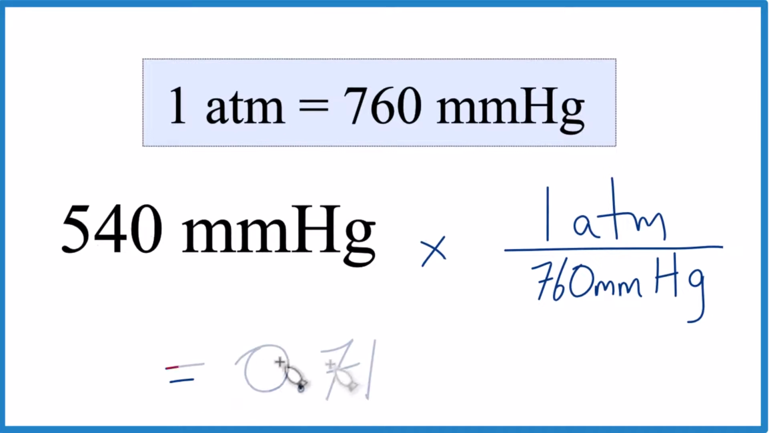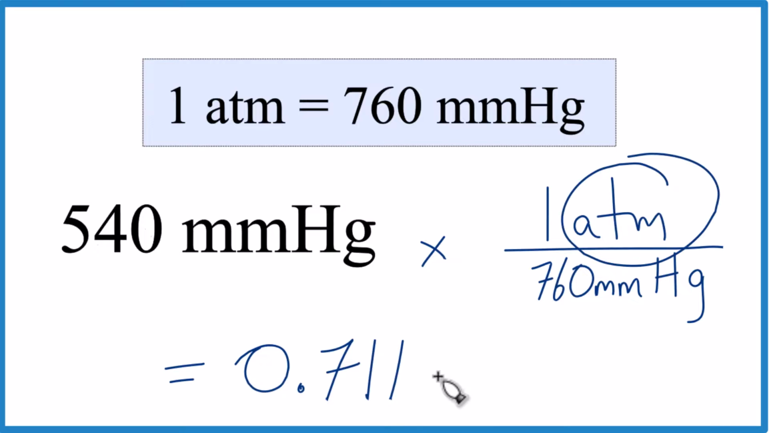We end up with 0.7105. I'm going to round that to 0.711. And the units, those are going to be atmospheres. That's all that's left up there because this is canceled out. We know we've done it right.